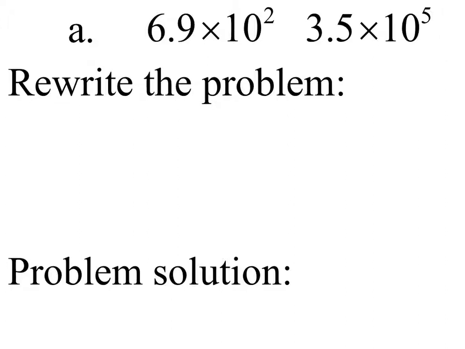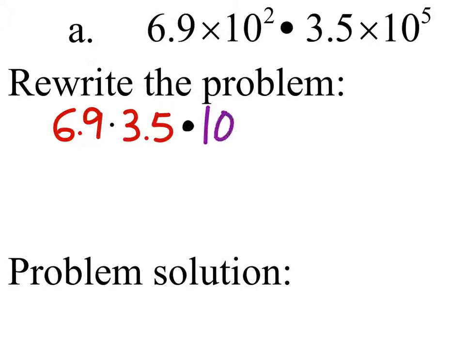And what I would need after that is just some kind of multiplication between the 10 squared and the 3.5. Alright, now that I have these, again, I'm going to move similar terms next to each other. So I'm going to take the 6.9 and multiply this by the 3.5. And I'll multiply this by 10 to the power of 2. And we'll multiply that by 10 to the power of 5. Alright, well then we'll do 6.9 times 3.5.